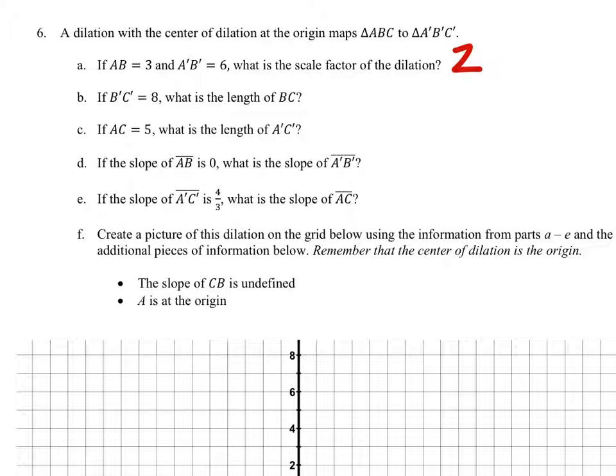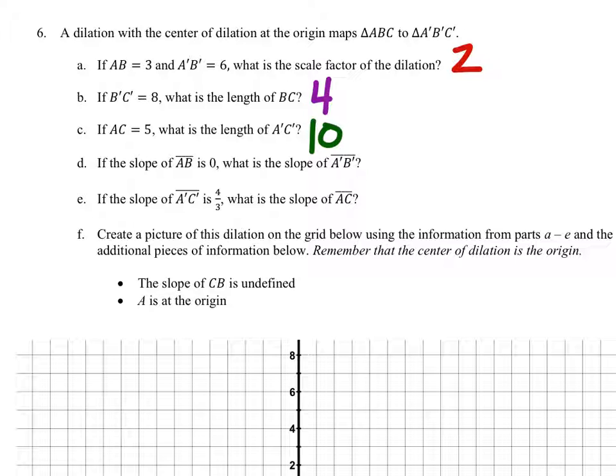If B prime, C prime is 8, then what is the length of BC? So BC is the preimage, so it would be half of the 8, which is 4. If AC is 5, what is the length of A prime, C prime? So yeah, we're just going to double that to make it 10.